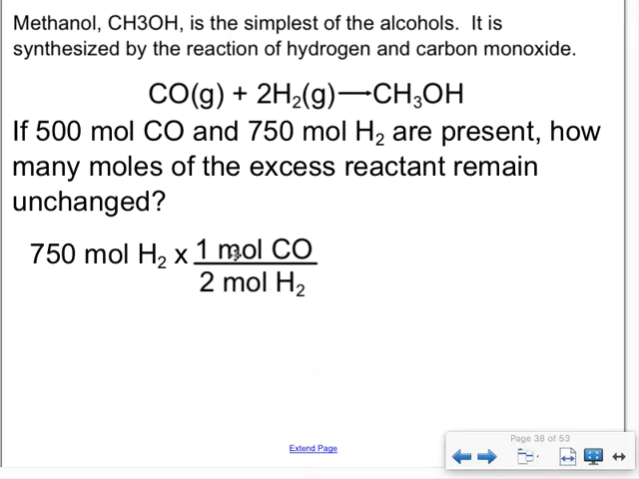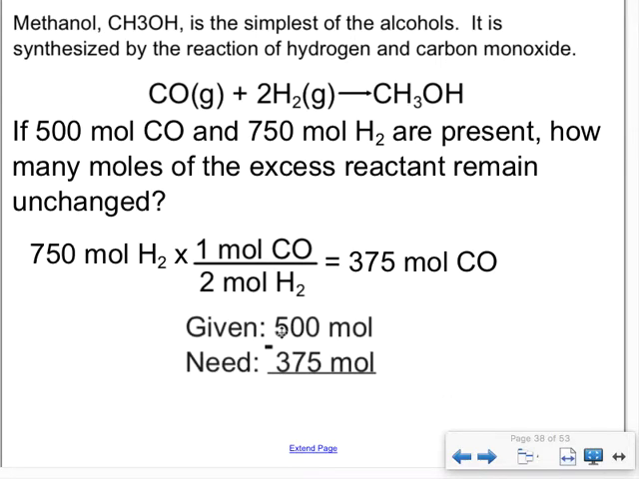Okay, and then 750 times 1 divided by 2 gives me 375. I was just making sure I did the math right there. Okay, so they give me 500 moles of CO. I only need 375 moles of CO. So therefore, CO is my excess reactant, right? So I'm given 500. I only needed 375. They want to know how much remains unchanged. How much is not used at all? So 500 minus 375 is 125.